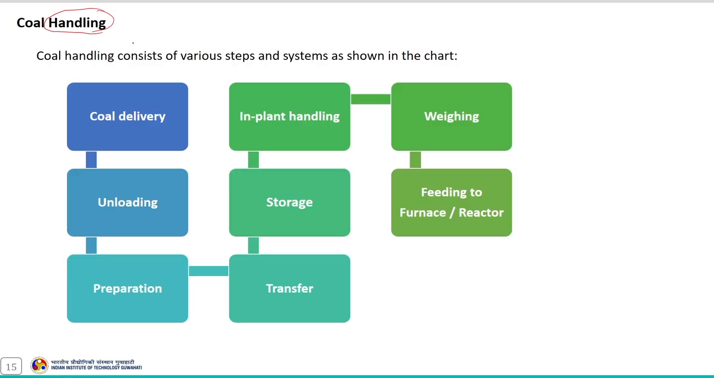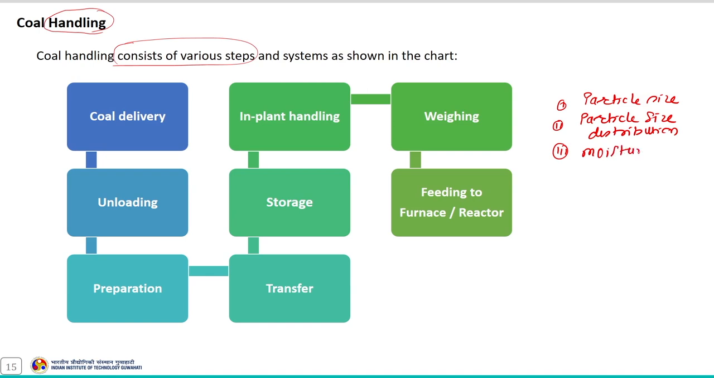After learning about the coal types, origin and its composition, as well as the different properties of the coal, the next important topic that needs to be taken into consideration is the handling of coal. Because coal handling consists of various steps and systems as shown in this chart here. The coal after washing and upgrading is transported to industrial centers, and generally the manner of coal handling is substantially affected by the particle size, distribution, moisture content, and weather conditions.